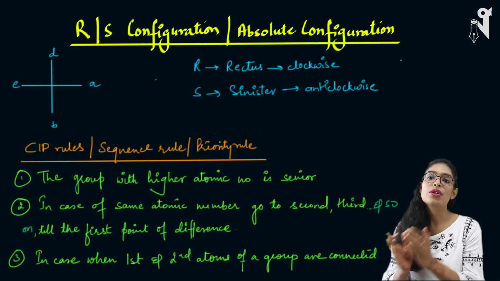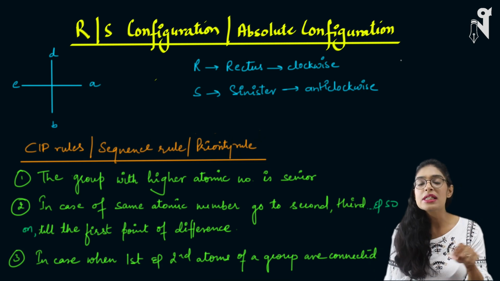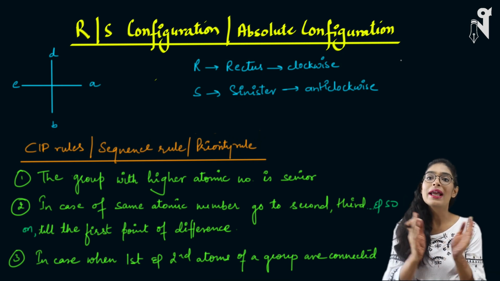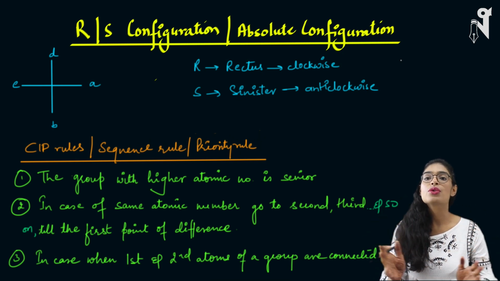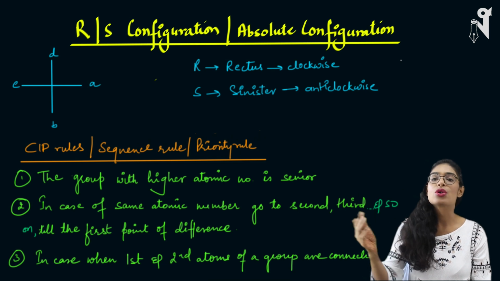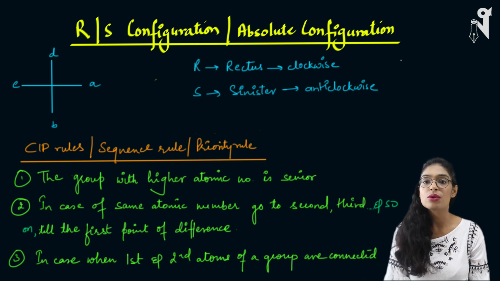And to know that, we need to know the Fisher projection so that it will be easier for us to determine the configuration of the molecule. So R and S is the configuration given to the optical isomers, which are non-superimposable mirror images, and which basically show different optical activities with respect to each other.